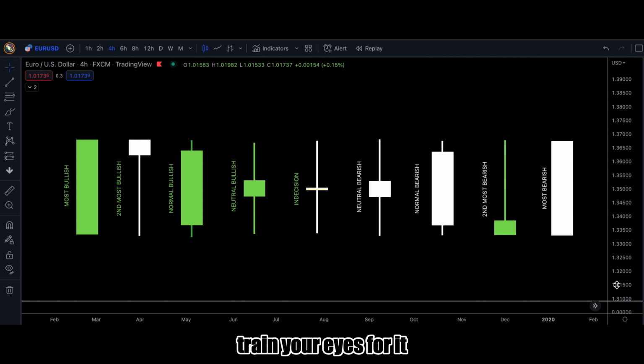Start to train your eyes for it, start to understand it. Pull up any chart, any time frame, and I want you to just work your way through it and start to understand. If you need to pause the video here, take a screenshot of these different strengths, feel free to do so. But now I want to go through and show you guys this homework assignment.